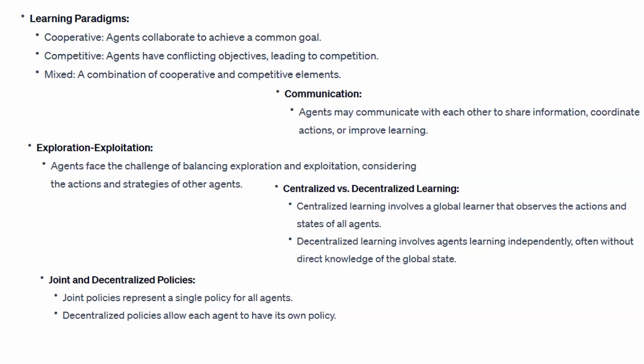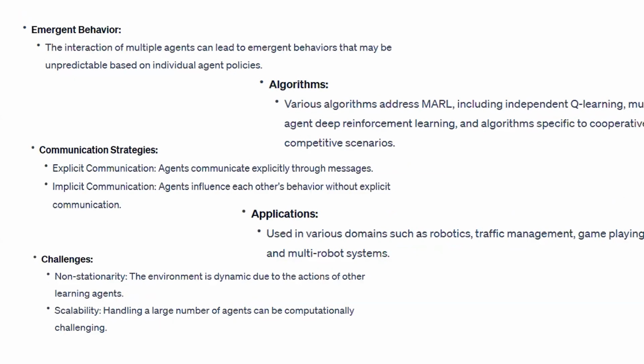For centralized and decentralized learning, take the case of the Q-learning approach, where you have the Q table. Each agent had its own table, but in a multi-agent system, in the centralized approach, all the agents share the same table, update the same table, and share their knowledge. But in the decentralized situation, each agent has its own table, and they don't share any information. So a joint policy represents a single policy for all agents, while a decentralized policy means each agent has its own policy or its own agenda.